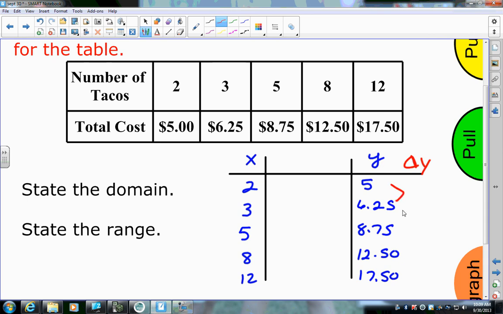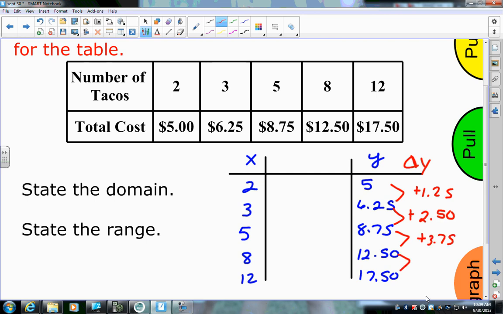So my change in Y, at first, how do you get from 5 to 6.25? You add $1.25. The next one, how do you get from 6.25 to 8.75? You add $2.50. 6.25 plus 2.25 is 8.75. The next one, to get from 8.75 to 12.50, you can take 12.50 minus 8.75 in the calculator, and it will tell you. It's $3.75.